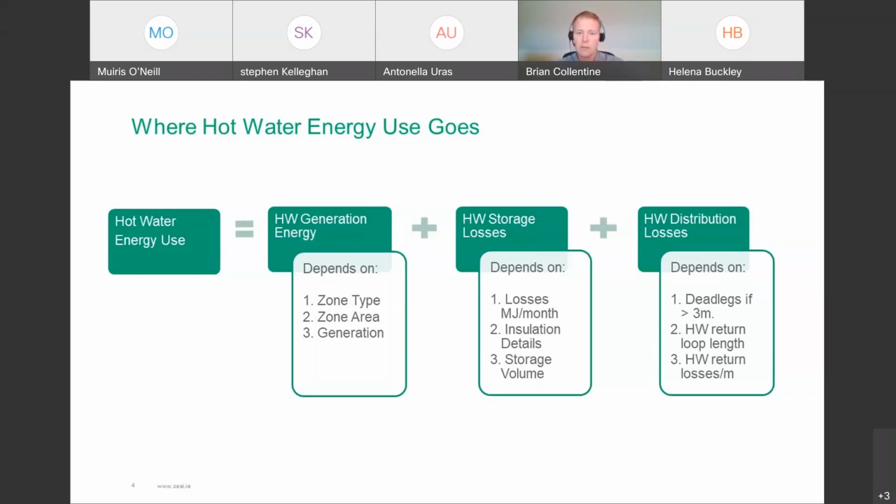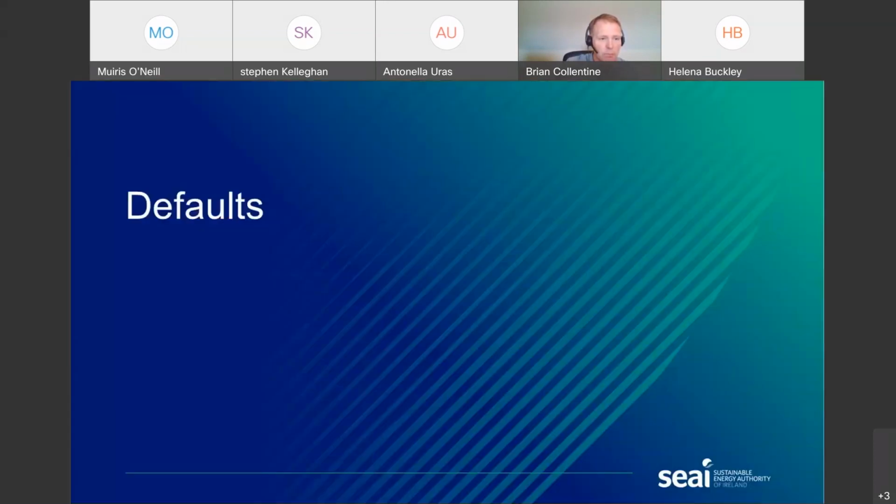In terms of distribution losses, that's generally dead legs if greater than 3 meters, and hot water return loop length and hot water return losses. In particular, the return and loop length adds additional losses. So we'll touch on that throughout the presentation anyway.